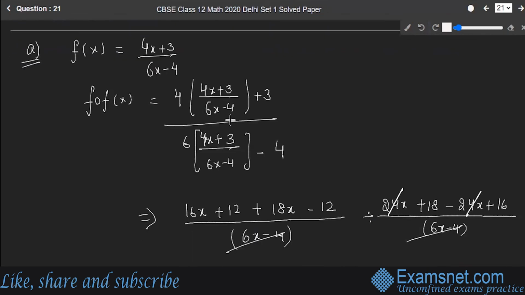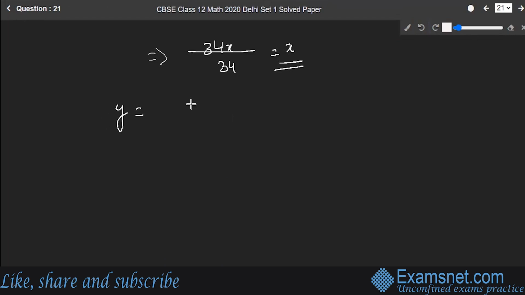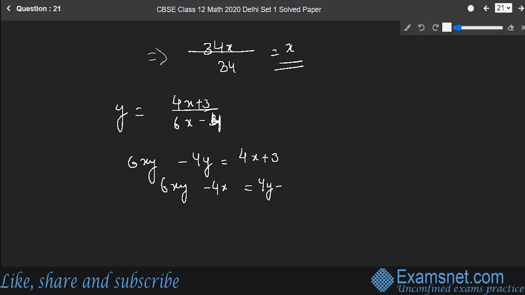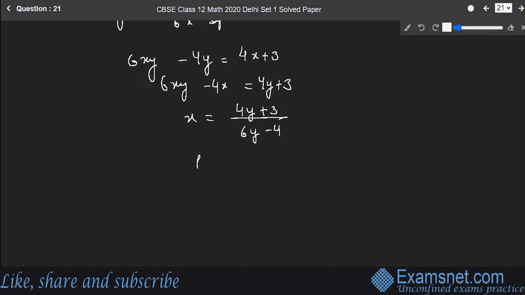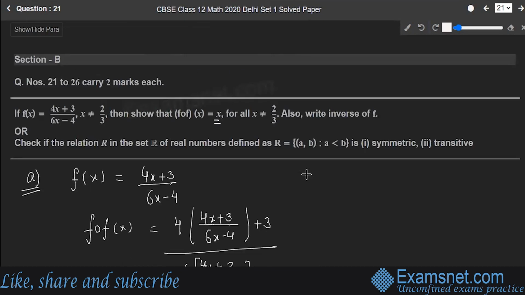Fine. Now y was equal to (4x + 3) upon (6x - 4). Correct? So 6xy minus 4y is equal to 4x plus 3, or 6xy minus 4x is equal to 4y plus 3. Here x is equal to (4y + 3) upon (6y - 4). Therefore, f inverse of x is equal to (4x + 3) upon (6x - 4). All right. So this is the inverse of f. That's it. Hope you understood that question.